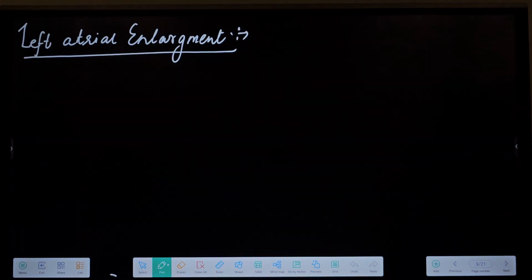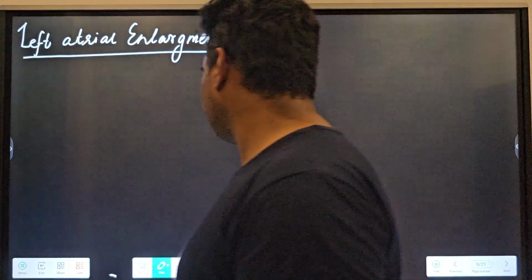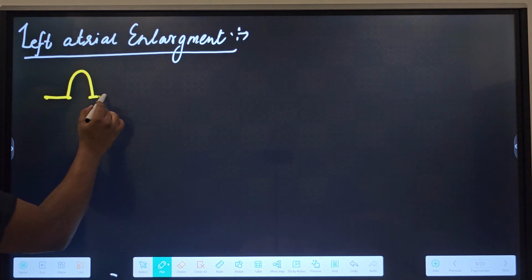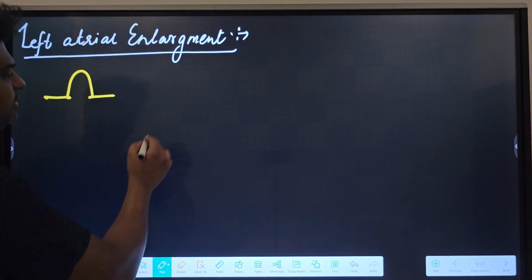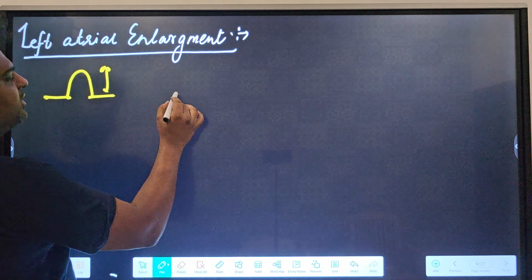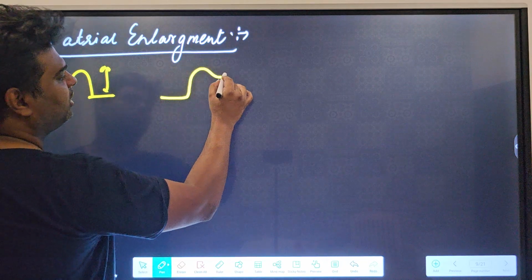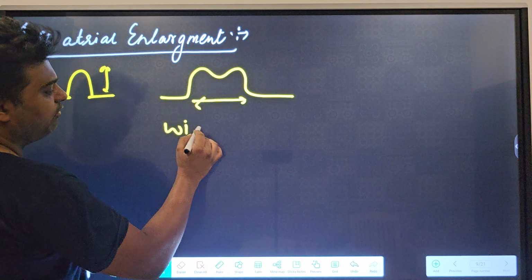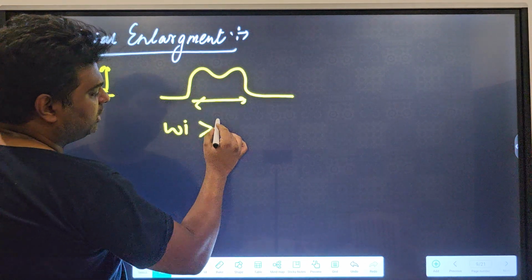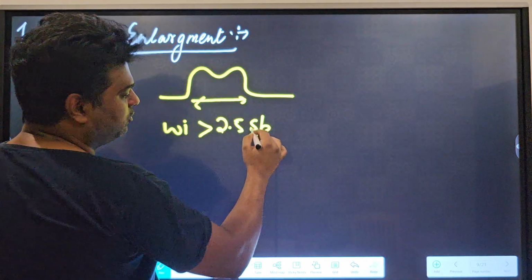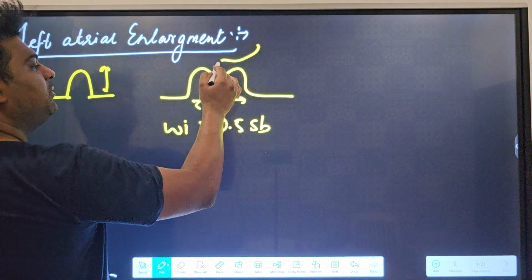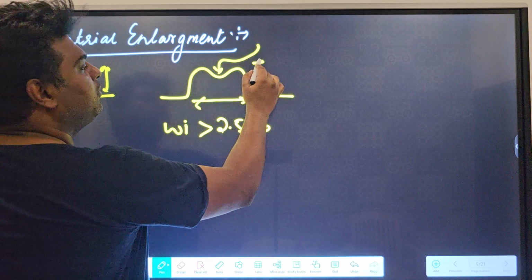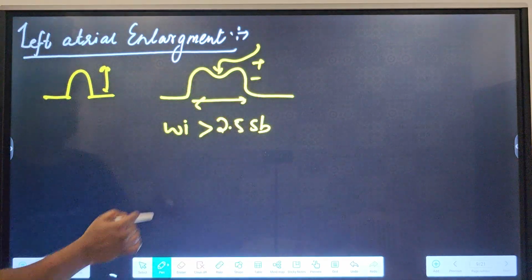Now left atrial enlargement. As we have seen right atrial enlargement, similarly, if this is a normal P wave, in cases of left atrial enlargement the amplitude will remain the same, but there will be an increase in the width. So the width will be more than 2.5 small boxes or more than 100 milliseconds, and there will be a notch present. And this notch may or may not be present. It is not mandatory that this notch is present.